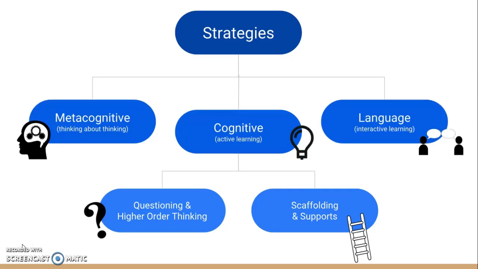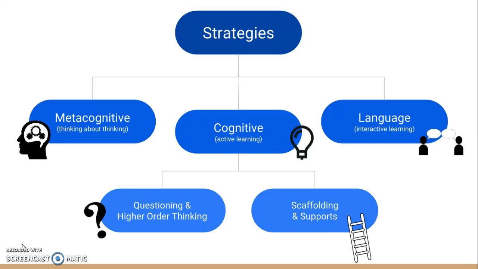Your cognitive strategies are really your active learning strategies. This is how you're accessing the content and processing it mentally. And within that, you have your questioning and higher order thinking, and also those scaffolds and supports. These are things like graphic organizers and mind mapping to figure out how you're learning, and you're taking an active role in that.